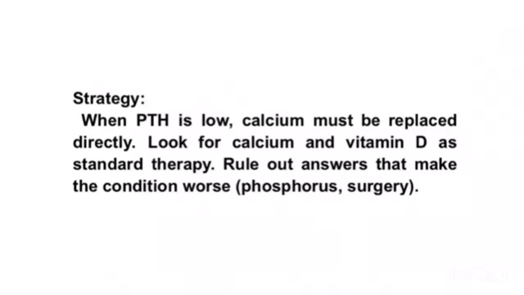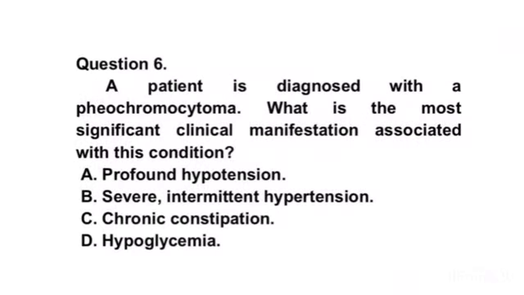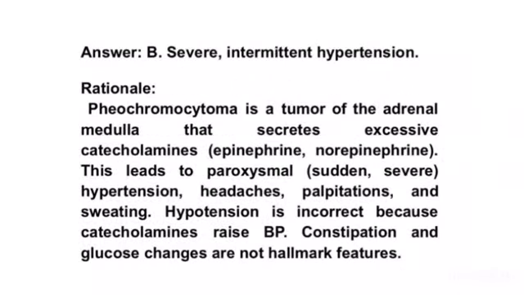Phosphorus, surgery. Question 6. A patient is diagnosed with a pheochromocytoma. What is the most significant clinical manifestation associated with this condition? A. Profound hypotension. B. Severe intermittent hypertension. C. Chronic constipation. D. Hypoglycemia. Answer: B. Severe intermittent hypertension.